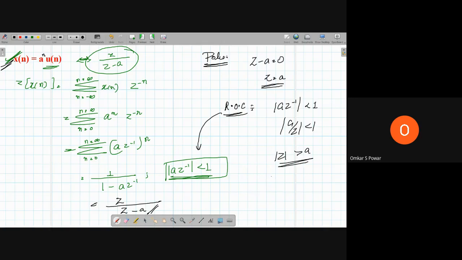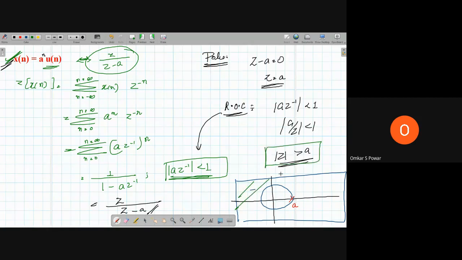So how does your ROC look like? You have a pole at z is equal to a, and you have a unit circle there, and according to your z transform property, the ROC should lie outside the outermost pole. So mod z is greater than a. Okay, it's simple. Since you have solved complicated problems before this, this problem is simple, and it is a standard problem also.